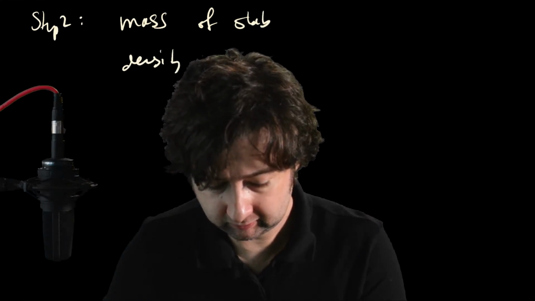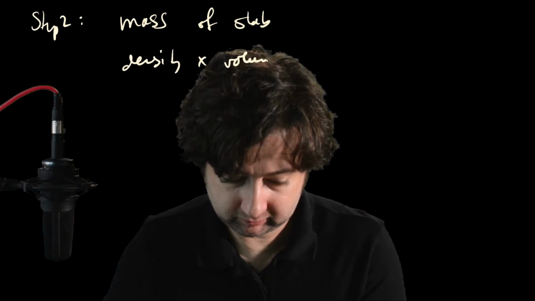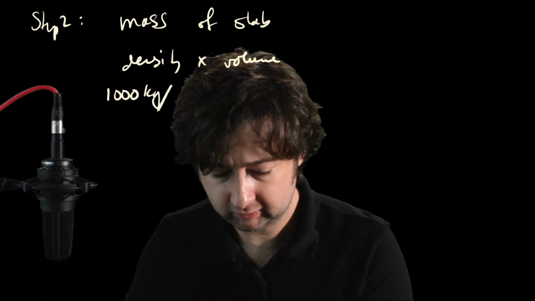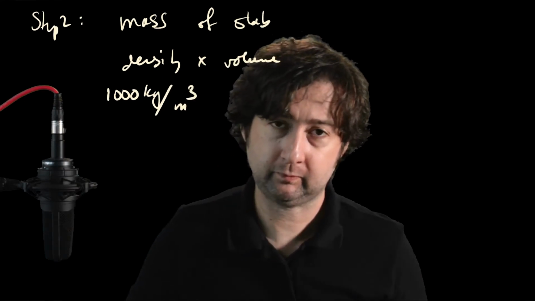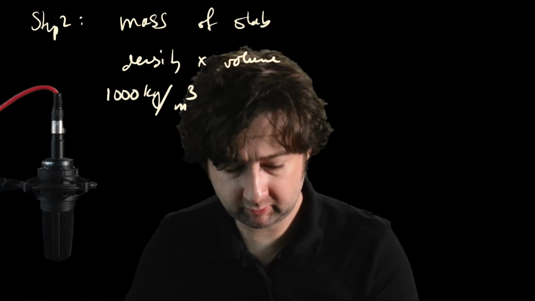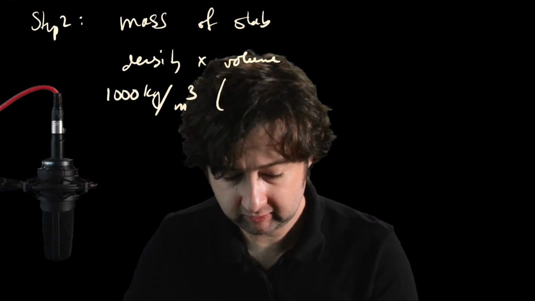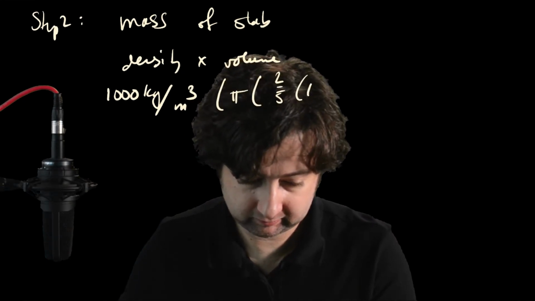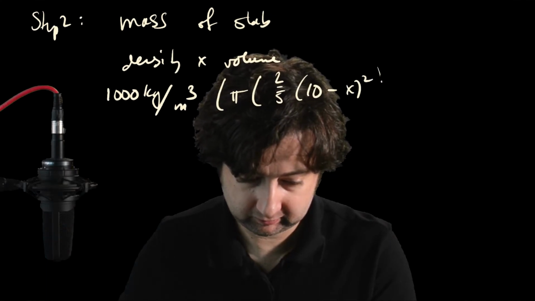So the mass of the slab, step 2, is equal to density times volume. And the density of water is 1,000 kilograms per cubic meter. So 1,000 kilograms per cubic meter times pi r squared.